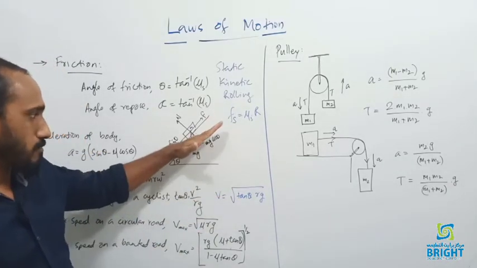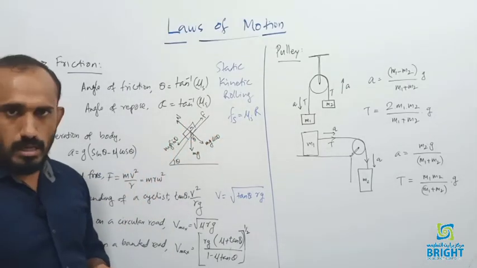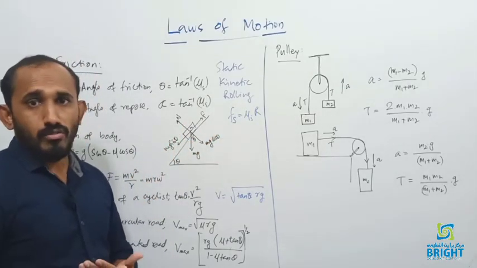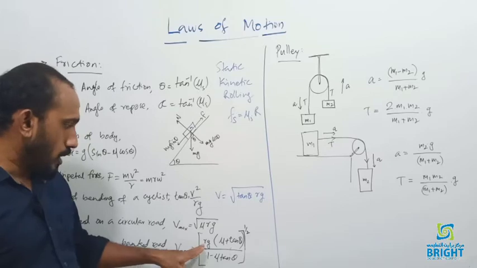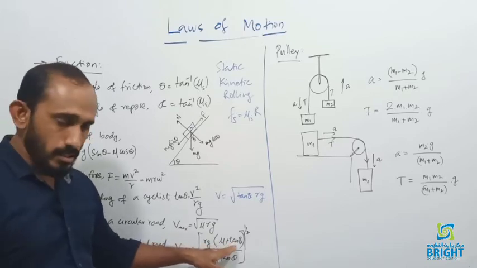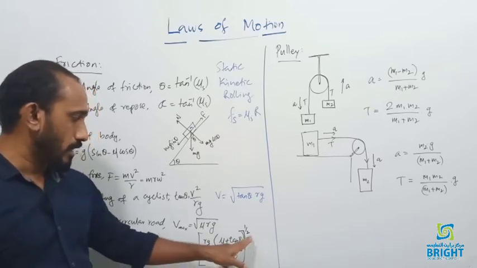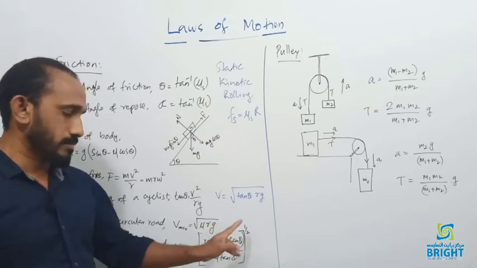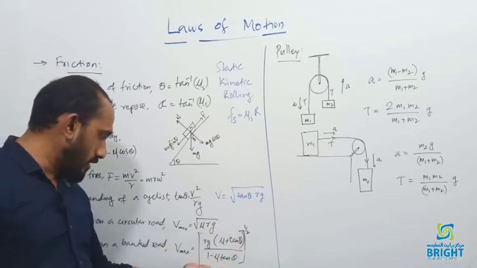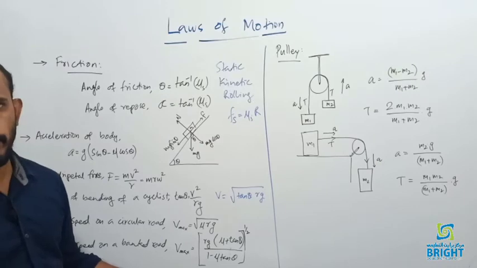This is the angle of banking, we can say. Angle of repose, and the friction also. So with the coefficient of friction, we can get V max is equal to the square root of Rg into (mu plus tan theta) divided by (1 minus mu tan theta). So by using this equation, you can get the maximum speed.